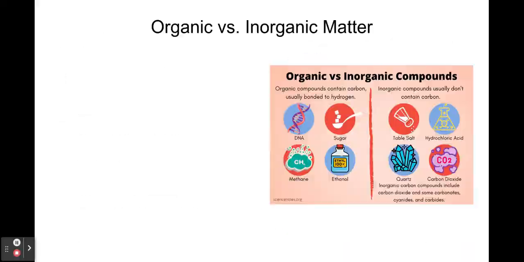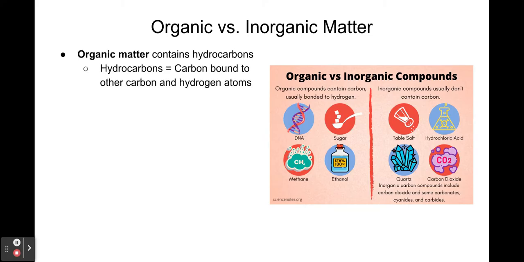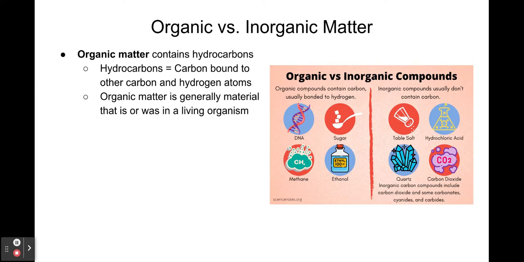We sort matter into two categories, organic and inorganic matter. Organic matter is defined as containing hydrocarbons. Hydrocarbons are molecules where carbon atoms are bound to other carbon or hydrogen atoms. Organic matter is generally material that is in a living organism, was in a living organism, or was made by a living organism. That's actually why it's called organic, because organic molecules are almost always required to be made by a living thing.